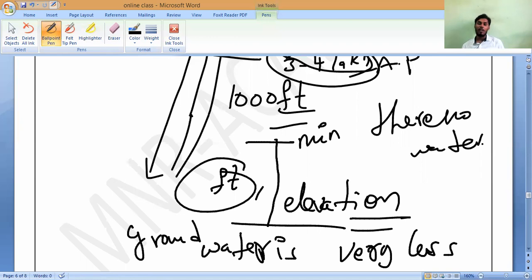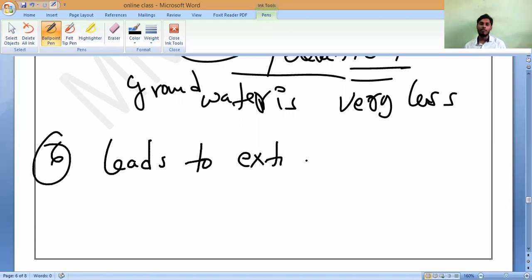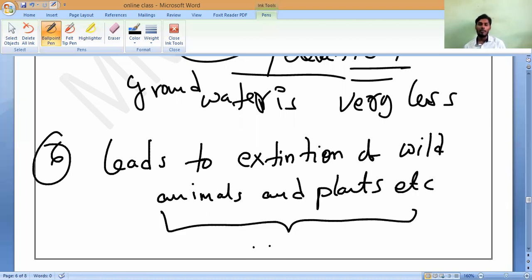So this is the fifth consequence. Coming to the last consequence, we'll go. Deforestation leads to the extinction of many wild animals and plants. Is it yes or no? Last one, the sixth one. So the sixth consequence of deforestation leads to what? Extinction of wild animals and plants. Together we can call it wildlife.